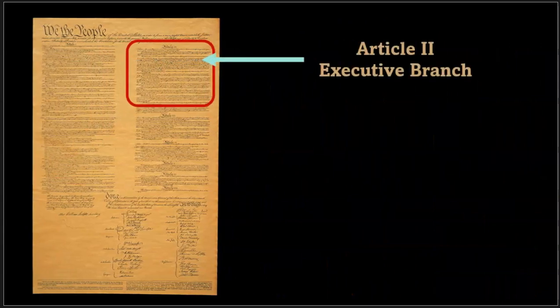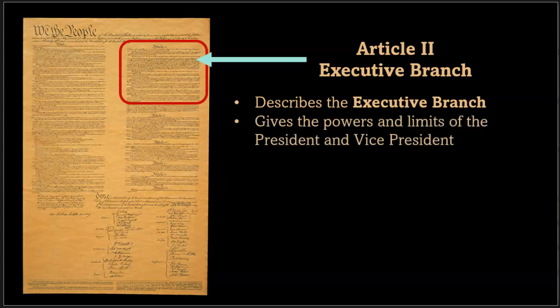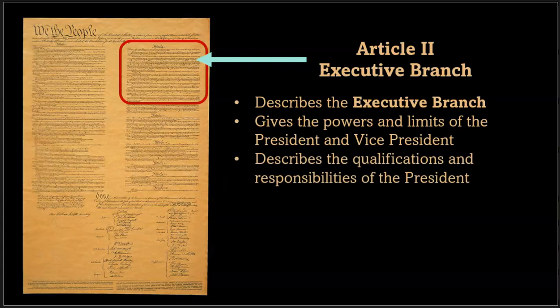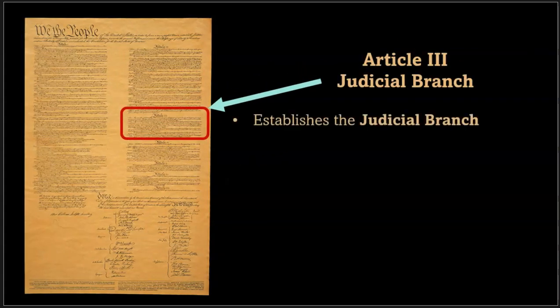All right, let's look at Article 2, which tells us about the executive branch. So that's what it describes. It gives us the powers and limits of the president and the vice president. It describes the qualifications and responsibilities of the president, and that's Article 2, about the executive branch. Article 3 tells us about the judicial branch, and it, of course, establishes that judicial branch, and it sets up the Supreme Court as the nation's highest court. So Article 3 is about the judicial branch.